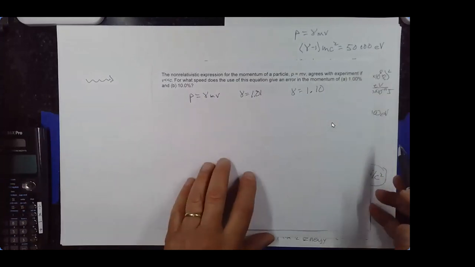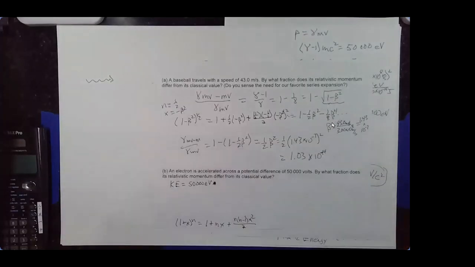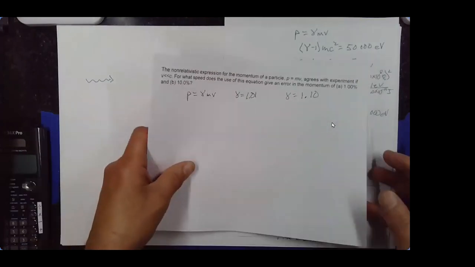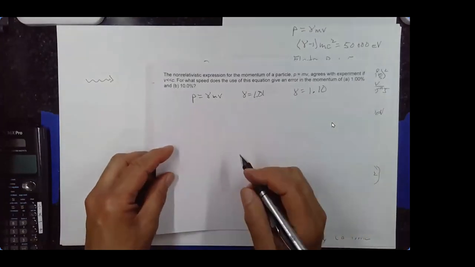the speed of the electron was, I don't think. In fact, did the question even ask that? No, it just asked for the difference. So now we can figure out what the speed of the electron will be at a 10% difference. So that's what gamma is going to be.